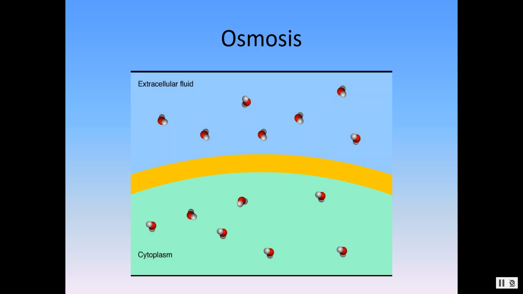We need to understand osmosis because it's very important in natural systems that water is balanced appropriately, right? We need the right amount of water on either side of the membrane. Doesn't matter, again, whether you're a tulip or a human being or whatever. Water balance is super important.